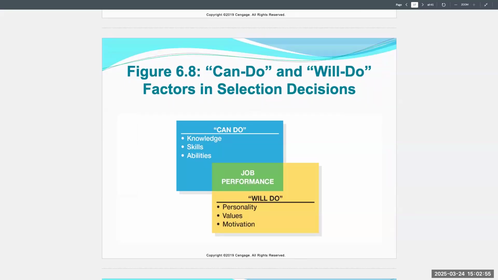Here we see the framework for thinking about candidates and evaluation, the distinction between the can-do and will-do factors. Can do refers to candidates' knowledge, skills, and abilities, essentially their ability to do the job. Will do reflects the personality, values, and motivation as well.